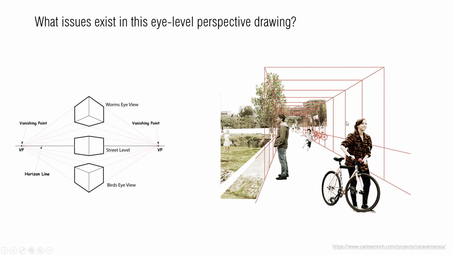So then we know that this person is a little bit too high if this is an eye level perspective. That's a common mistake that people make in making perspective drawings. You're making an eye level perspective, but all of your people's eyes are at different levels. That's a common mistake. You would like people's eyes to be all on the horizon line.